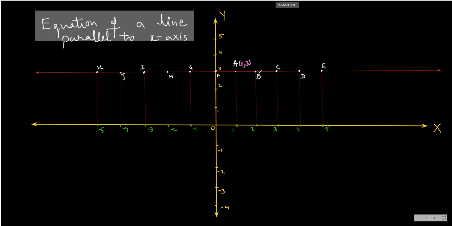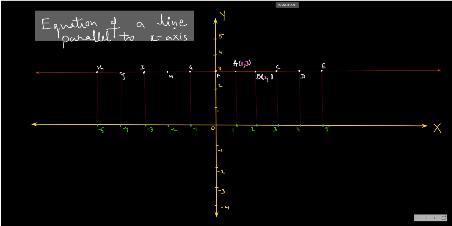Okay. Now come to point B. Write the coordinates of B. What is the x coordinate of B? The x coordinate of B is 2. The x displacement is 2. You can check, the x displacement is 2. So we will write the x coordinate as 2. And what is the y coordinate?